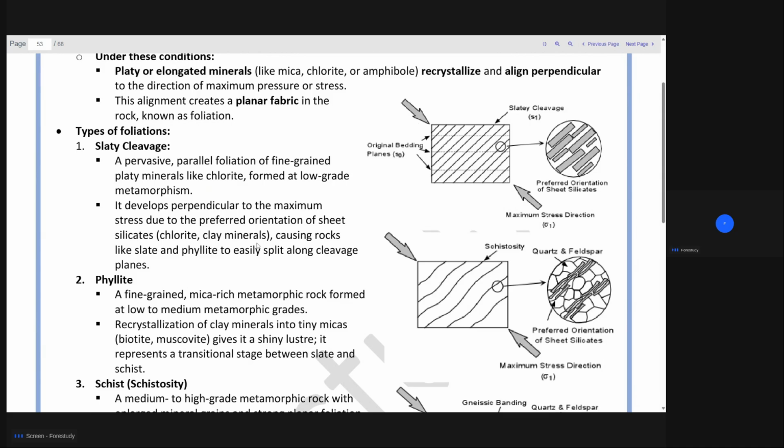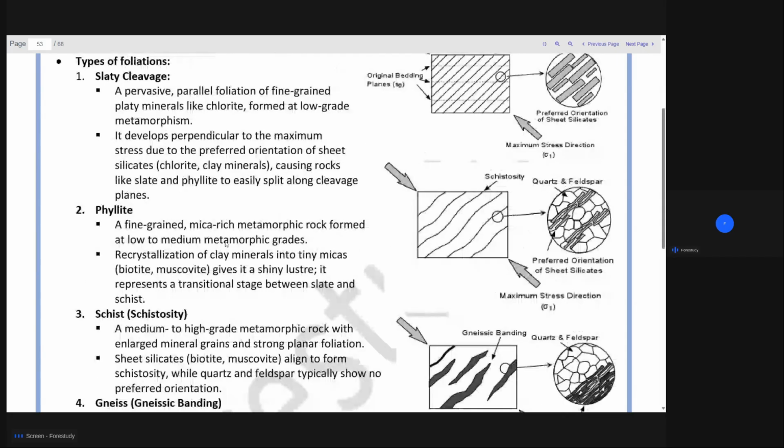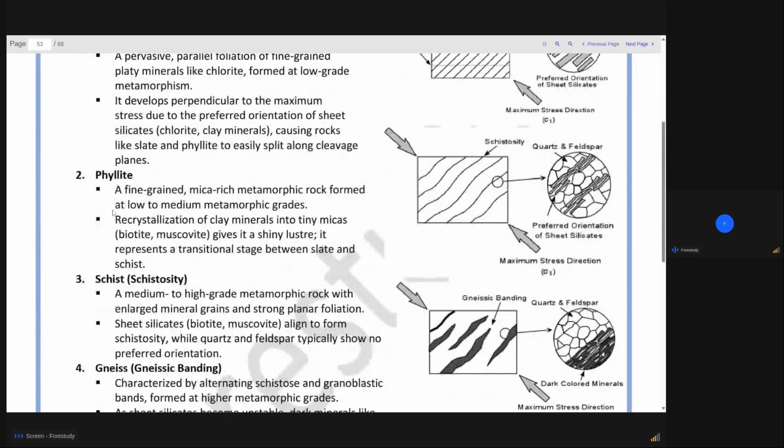Now let's come to phyllite. Phyllite is again a fine-grained, mica-rich metamorphic rock formed at low to medium grade metamorphism. Recrystallization of clay minerals into tiny micas, biotite and muscovite, gives it a shiny luster. It represents a transitional stage between slate and schist.